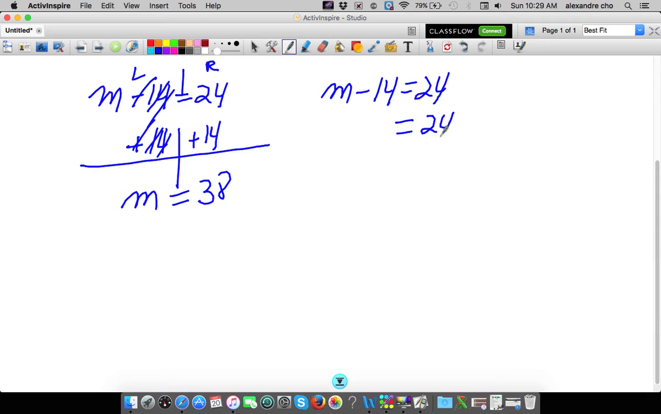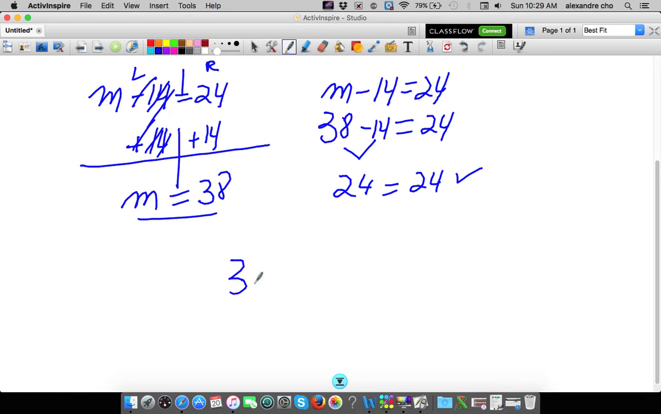On one side I know it's 24. Let's make sure the left side is 24 as well. So 38, substitute, minus 14. Is that 24? 8 minus 4 is 4. 3 minus 1 is 2. 24. Guess what? My left and my right are equal. So I know that my answer is correct.